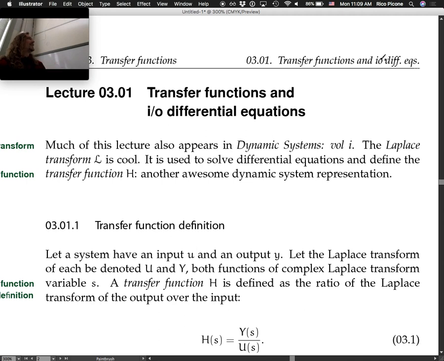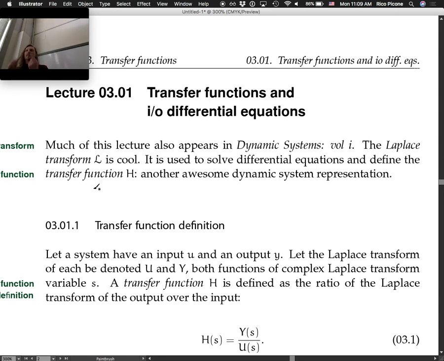So much of it appears in volume 1, but not all of it. So the Laplace Transform, which we denote with the script L, is cool. I just assume that you know how to use the Laplace Transform because you took differential equations, and that is one topic that is solidly part of a differential equations class. It is used to solve differential equations and define the transfer function H, another awesome dynamic system representation.